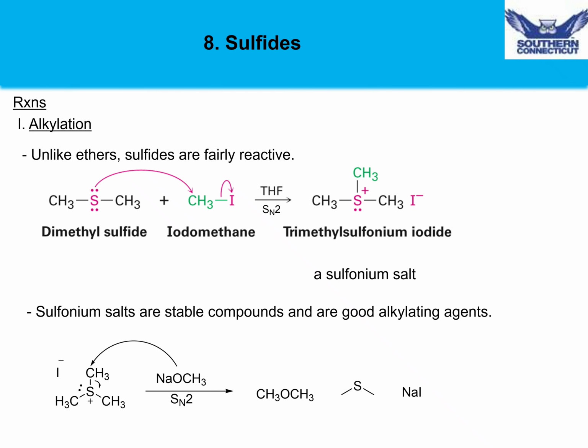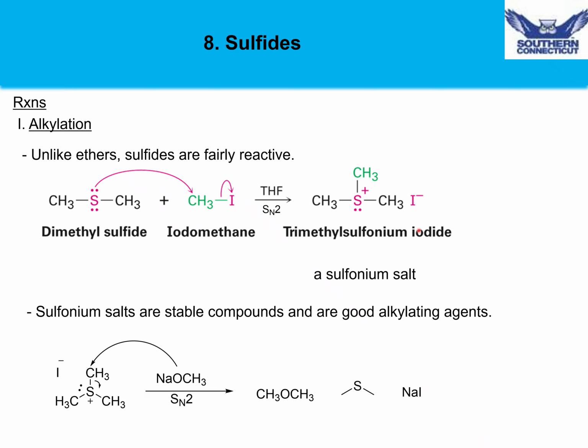Unlike ethers, sulfides are a little bit more reactive. One of the reactions that they can undergo is an alkylation reaction with an alkyl halide. For example, dimethyl sulfide, when mixed with iodomethane, will undergo an SN2 reaction as shown here. The sulfur will attack the methyl group, eliminate the iodide, and result in a sulfonium salt with the sulfur having a positive charge. Sulfonium salts are stable compounds that are usually used as alkylating agents.